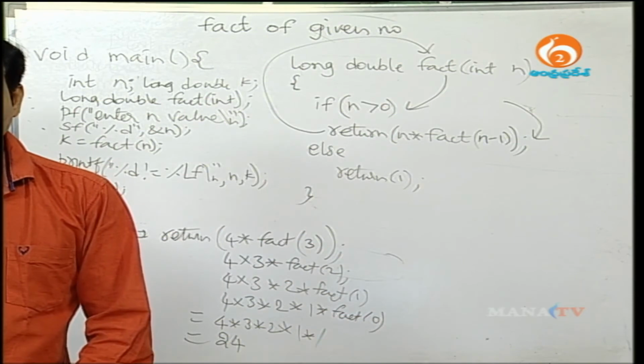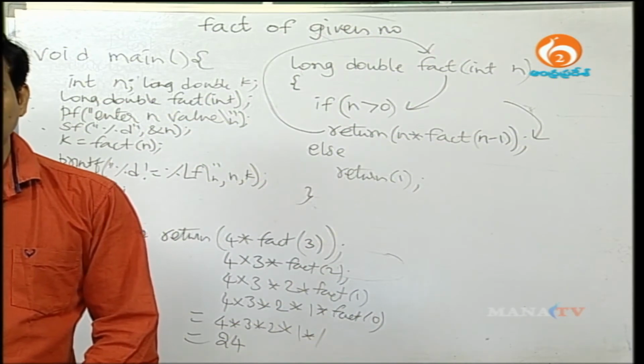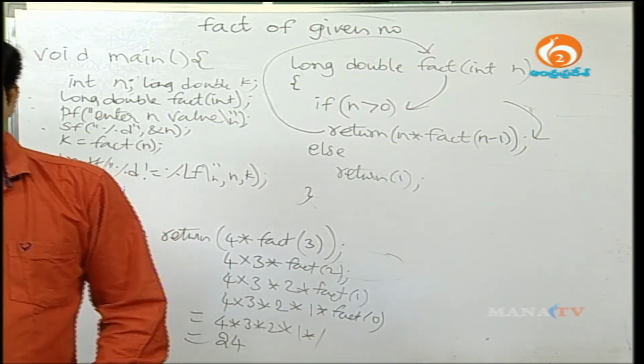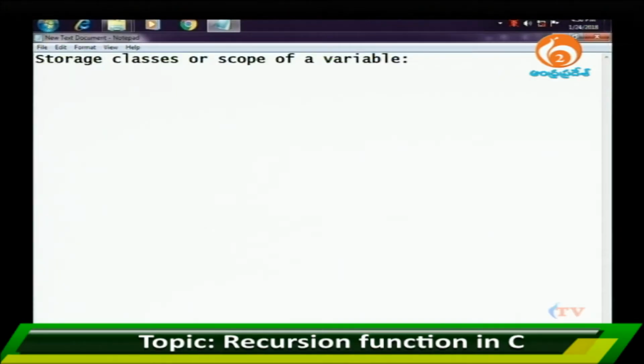Storage classes, or scope of a variable. So, what do scope of a variable and storage classes mean? Up to now, we have defined only the data type of the variable.